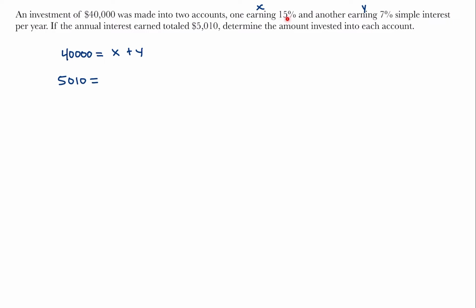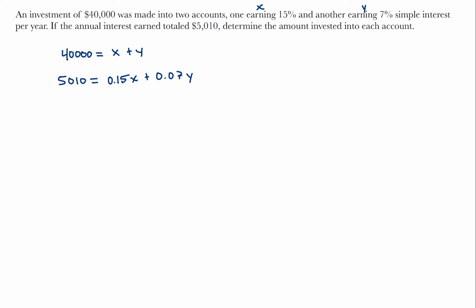Okay, but we don't use percents when dealing with math. We only deal with decimals. So instead of 15%, I'm going to write 0.15, and that's times X. And then we've got to do the same thing for Y. So I'll say plus 7% times Y. So plus 0.07Y.